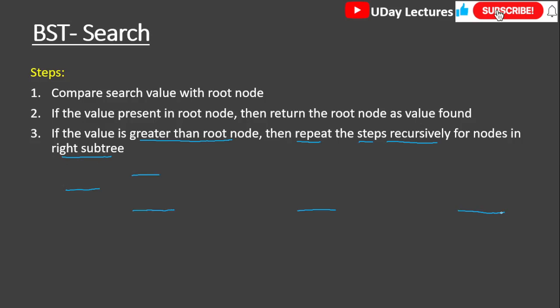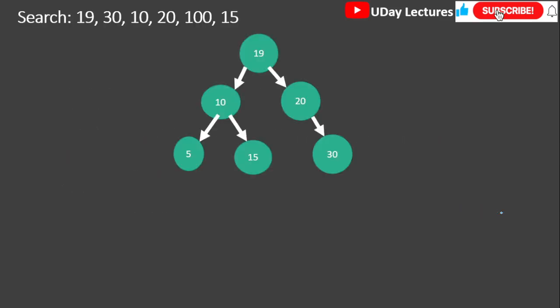Now let us see this with an example. Let me take this example to understand. Okay, so here I have taken a list of numbers to search and you can expect a similar kind of question in your exam too. So they will give you a binary search tree, and this is the present binary search tree, and they'll give you some list of numbers and they will ask you to perform the search operation.